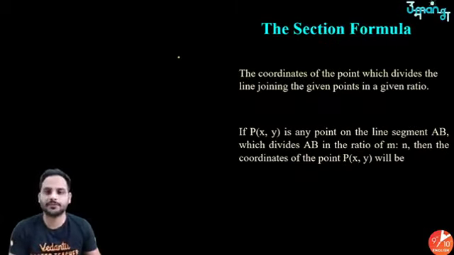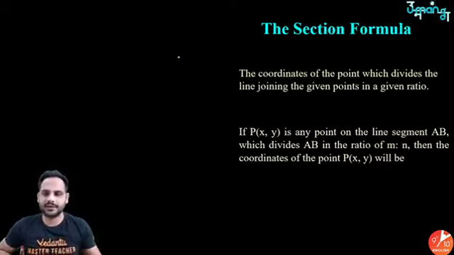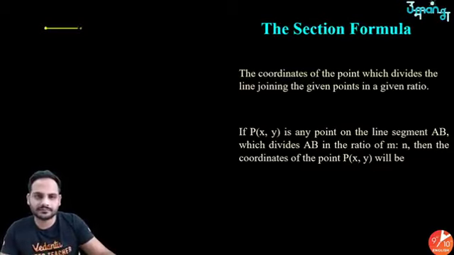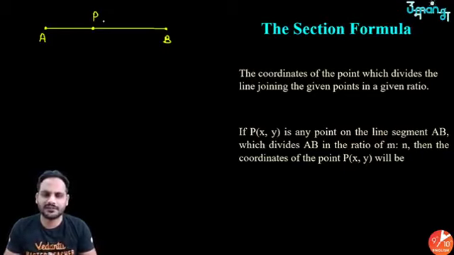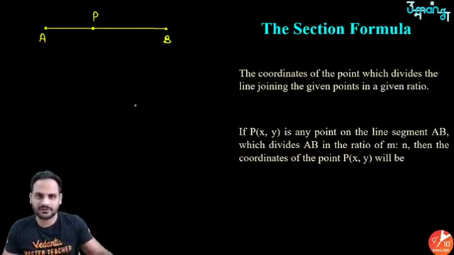After that, the section formula. Distance formula was very easy. What is the section formula? Suppose we have a line AB, and there is a point P on this line. Now this P is dividing the line in some ratio. If P is somewhere on AB, then P must be dividing AP and PB in some ratio.